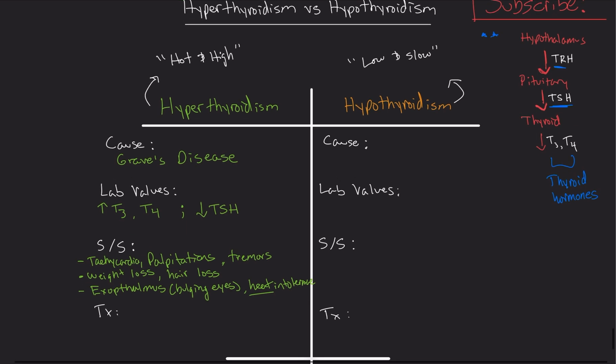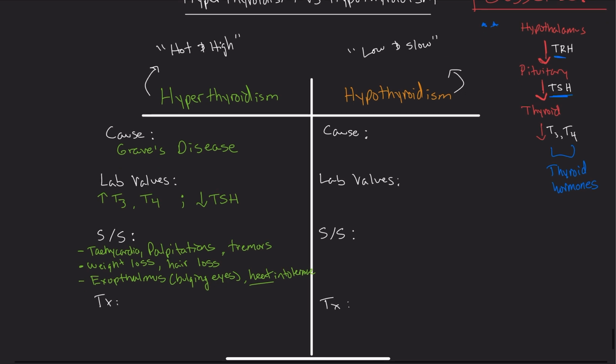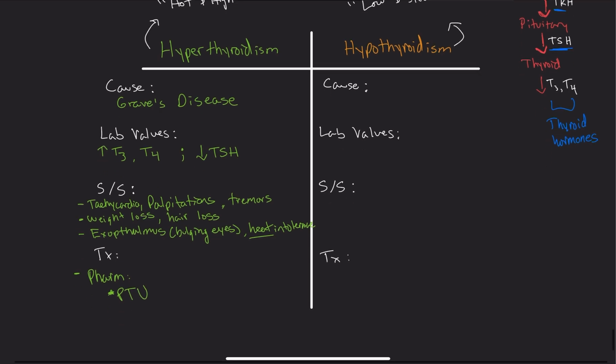As far as some treatment, think about what our issue is. Our issue is our thyroid is overreactive. It's producing too much T3 and T4, right? So what do we need to do? We need to slow the thyroid down. So from a medication standpoint, I'll just put pharmacology here, we can use medication. The most common is going to be PTU.